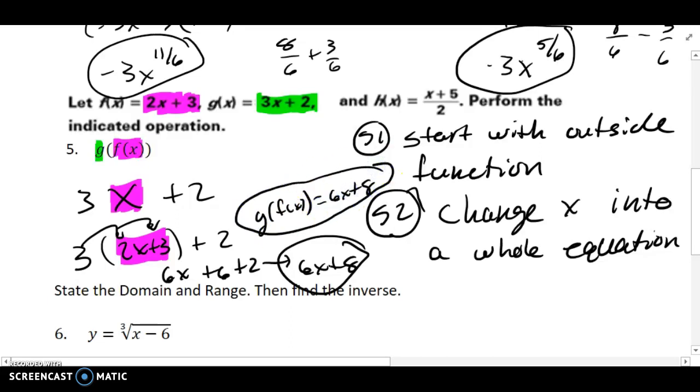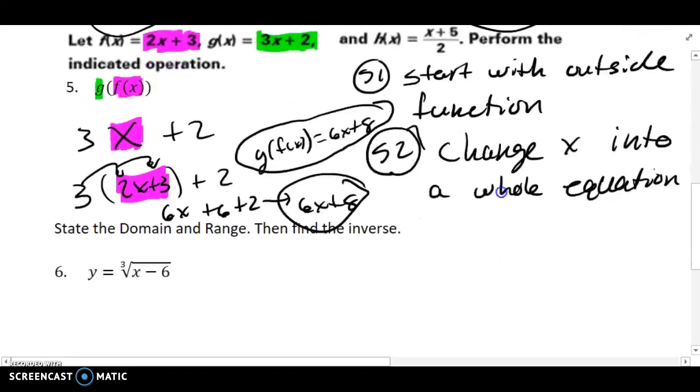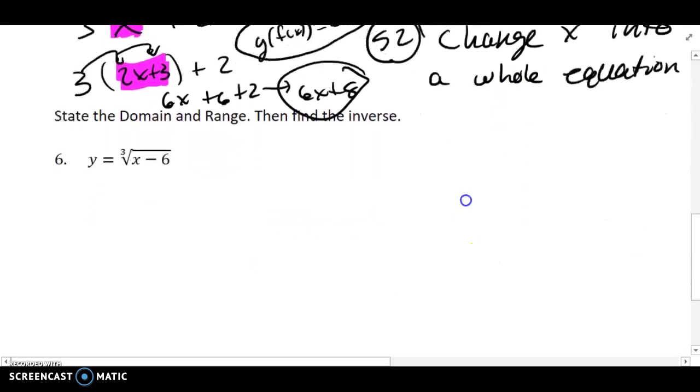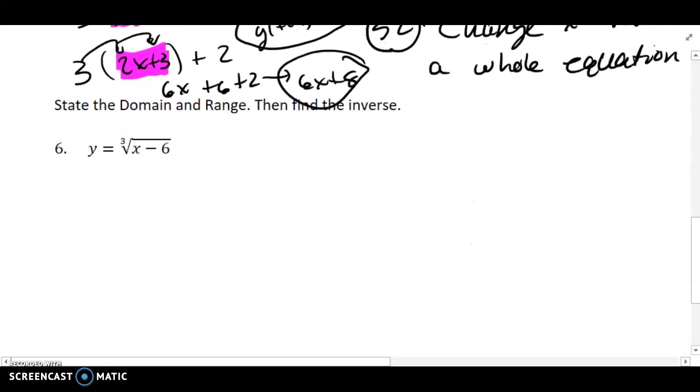Okay, or they would just write 6x plus 8, depending on how it was written. And that's called, this is all function composition that we're learning. Now we're going to talk about inverses real quick, and then we're going to come back to function composition, because function composition is another way to prove inverses.